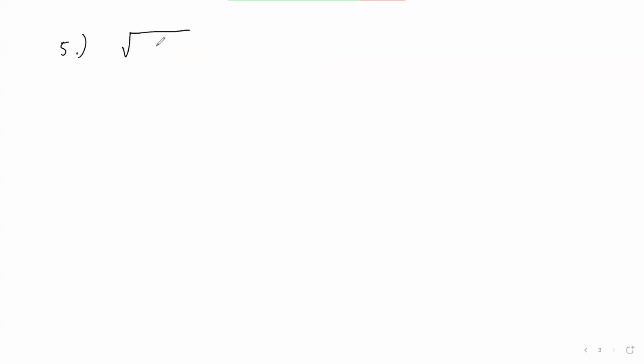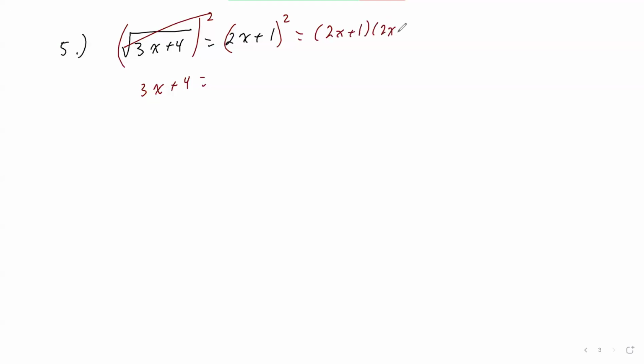Number 5 is the square root of 3x plus 4 equals 2x plus 1. It's isolated, so I'm going to go ahead and square both sides. So this gives me 3x plus 4. Remember, this means 2x plus 1 times 2x plus 1, and you can FOIL or box method. But 2x times 2x is 4x squared. 2x times 1 is 2x, and 1 times 2x is 2x, and 2x plus 2x is actually 4x. And then 1 times 1 is 1.